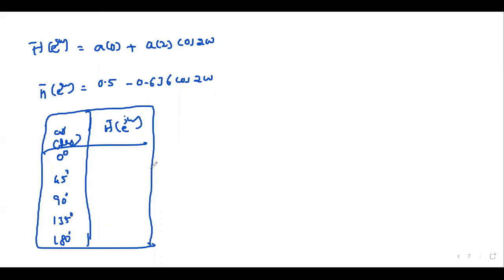Guys, if anybody doesn't know the calculator operation, please tell me, I'll tell you. Directly this equation you can enter in the calculator, and simply every time change the omega value and get the answers easily.